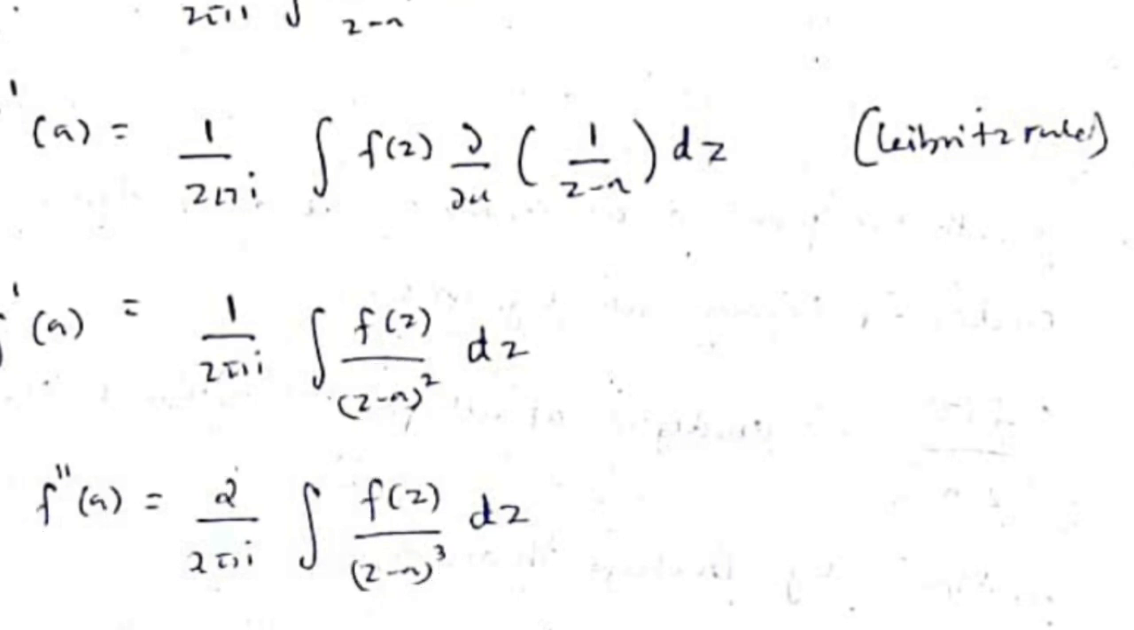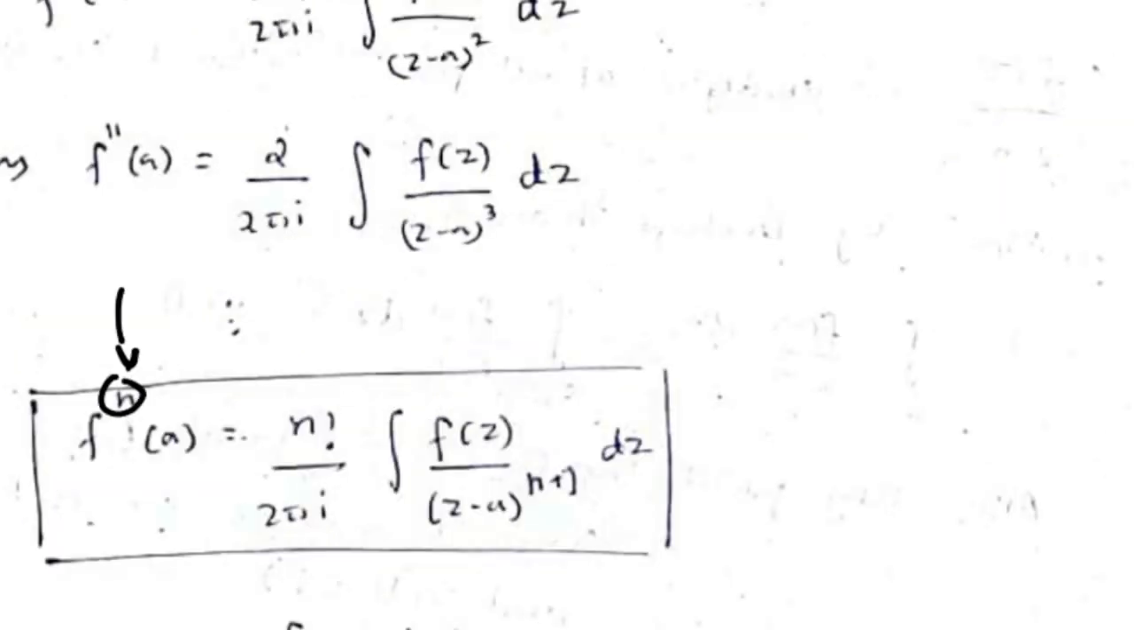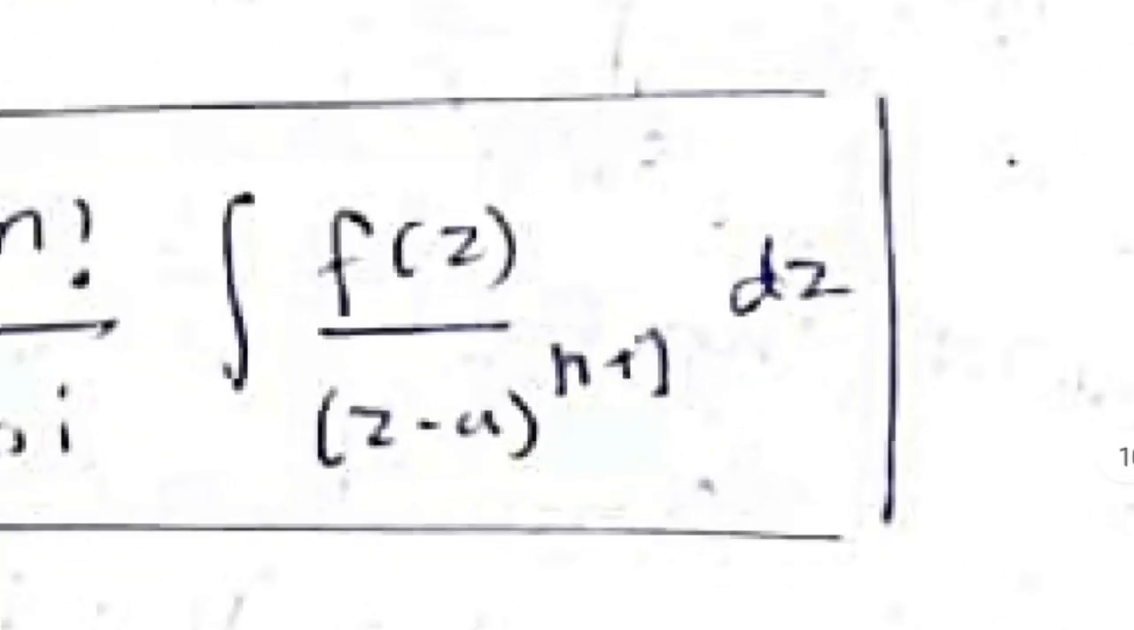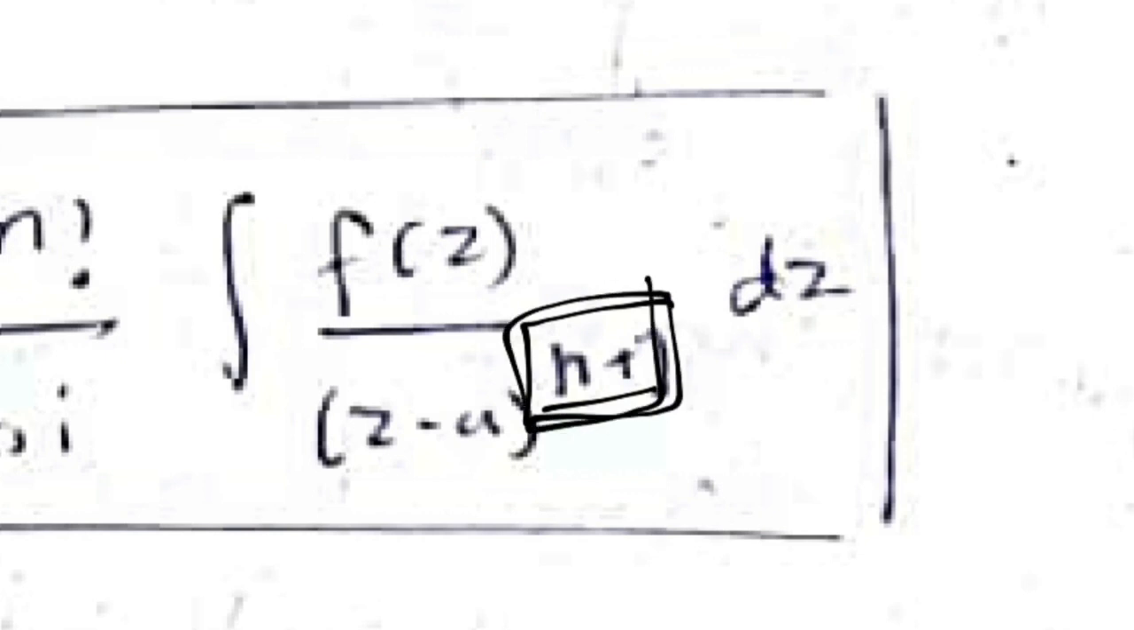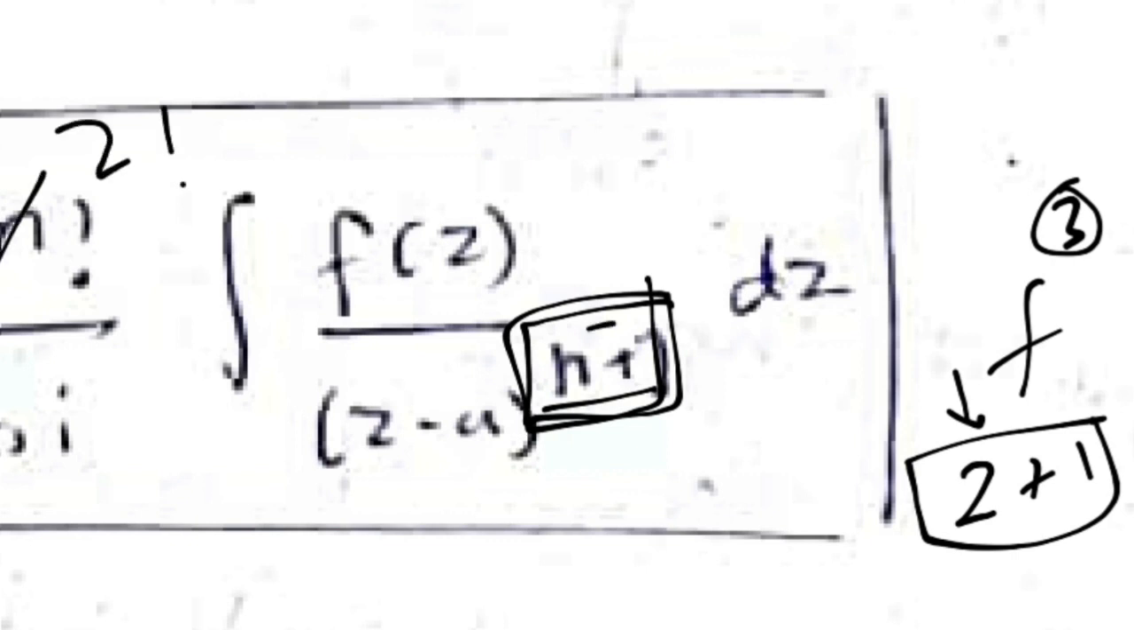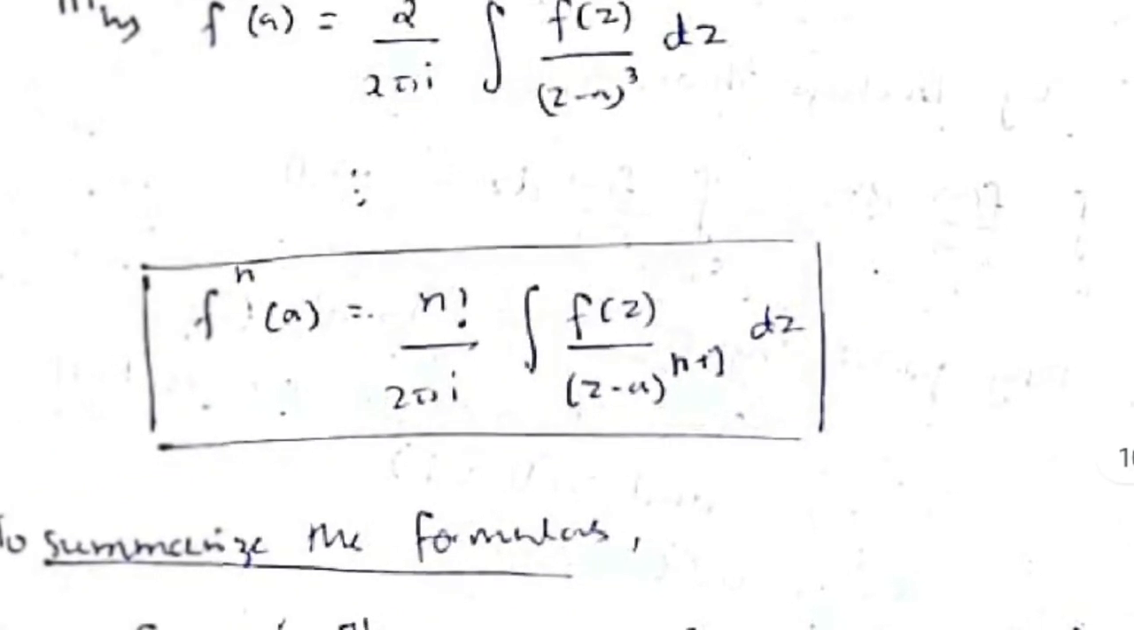So there is a pattern here which can be generalized as, if it's given f power n of A, at that time we can write the general formula as n factorial by 2 pi i into integral of f of z by z minus A power n plus 1, okay. So see, if you have been given f triple dash, at that time what will be n plus 1 here? n will be 2 if you write in the form of n plus 1. So here we will be taking 2 factorial and here we will have the cube, okay. So overall we have three formulas.